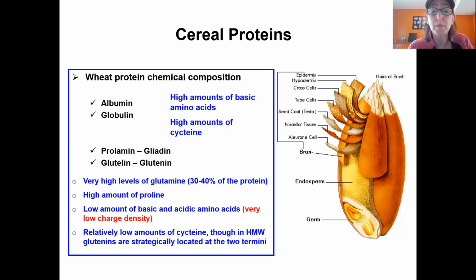They have considerably low amount of cysteine, but they are present mostly in the high molecular weight prolamins or glutenins. But these are located strategically at the terminus of the glutenin molecules. That means at the N-terminal and C-terminal, you have a concentrated amount of cysteines, which is convenient. Then you can form the disulfide linkages between the different molecules during kneading of the flour.